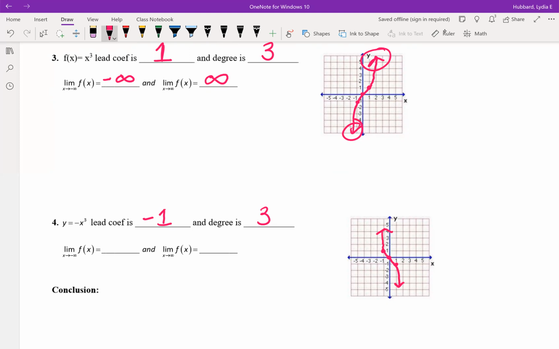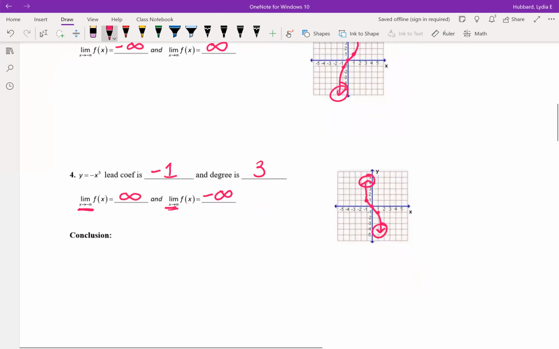Okay, and so as x is going to negative infinity, so on the left side, our graph is going up. So our graph is going into infinity. And as x is going to positive infinity, so going to the right, our graph is going down, so it's going to negative infinity.